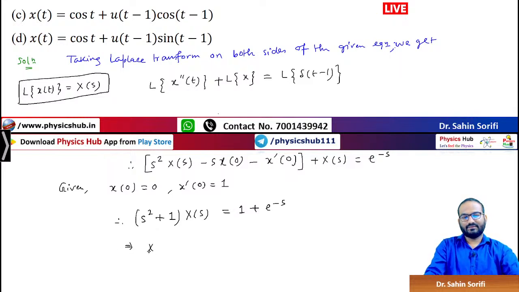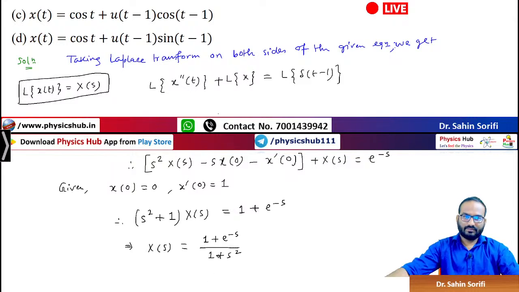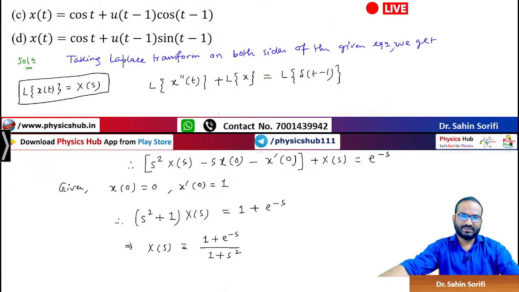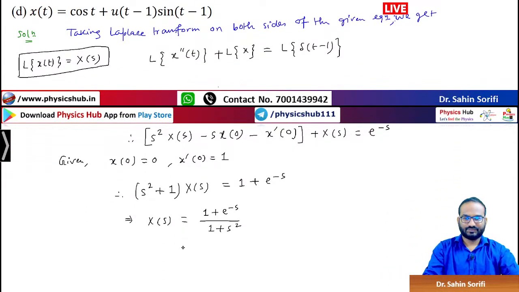From this we can get the value of the Laplace transform of x of t. It is 1 plus e to the power minus s divided by 1 plus s square. But the sad part is the answer is given in cos t, sin t and unit step function. No problem, let's simplify the calculation.